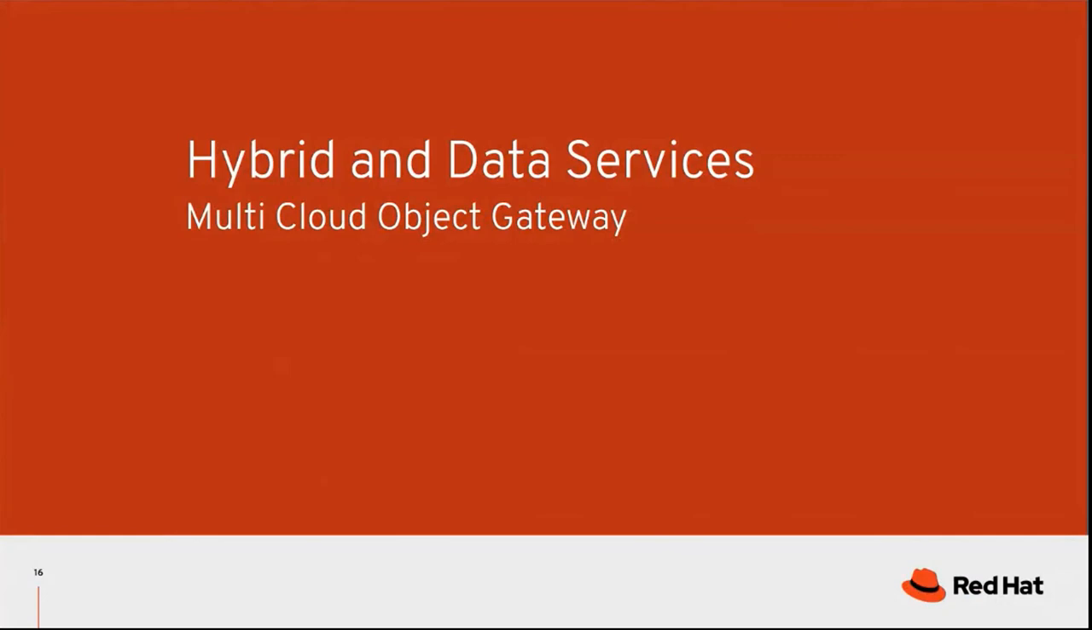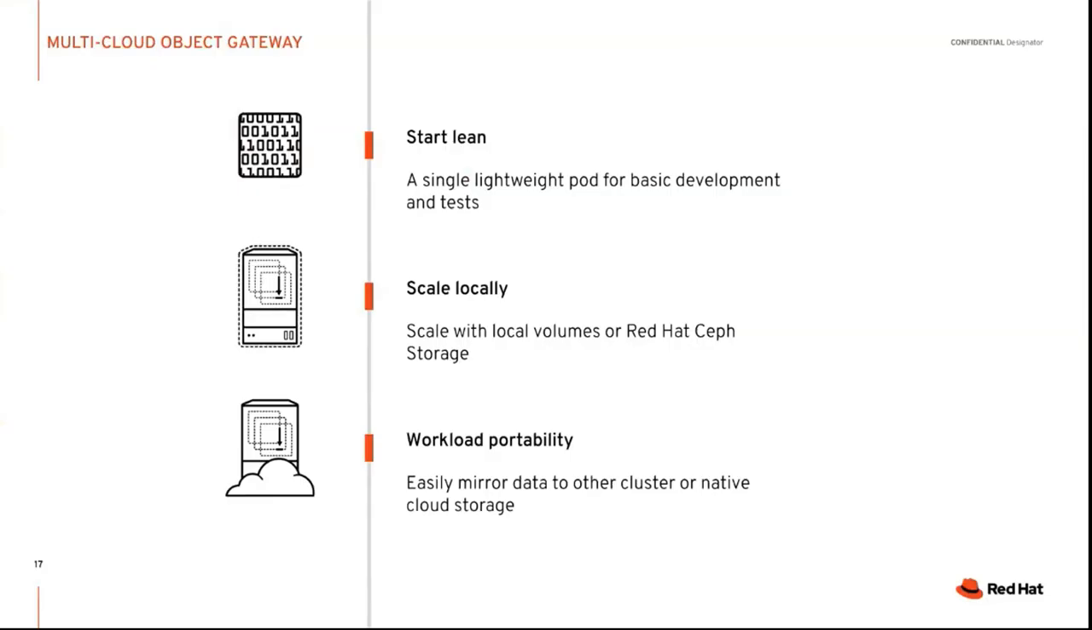I want to elaborate a bit about the S3 service, which introduced new capability in terms of hybrid and data management in general. This service is provided by a component we call the Multi-Cloud Object Gateway. The idea again is to start lean. It's a very lightweight pod that you have whenever you deploy OCS. You don't need to change anything. You don't need to configure anything. You get this service out of the box, and you can scale locally by using local storage that you have on-prem or in the cloud.